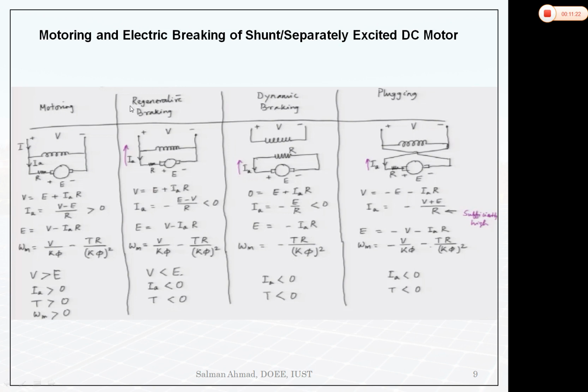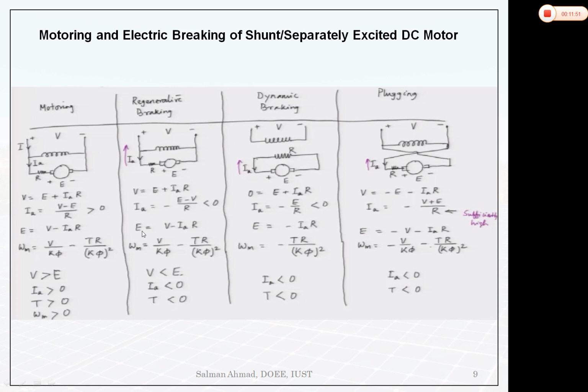If you are coming to regenerative braking, you can see here, in that case back EMF E actually is more than the armature voltage. That means the current will flow from the armature to the supply. So the basic equation again we can write: V is equal to E plus IA RA. IA is equal to minus (E minus V) upon R. Since E is more than V, this number is positive, and here we are having one minus sign, so the armature current becomes negative.